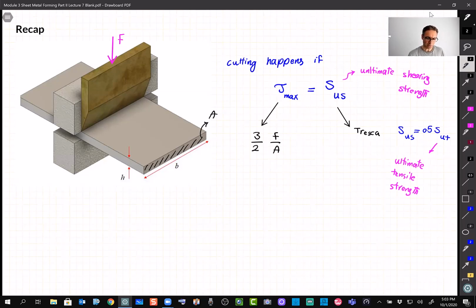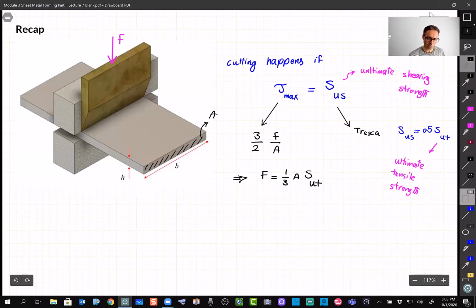So from here, we could calculate the force required to cut this plate, which gives us 1/3 the area multiplied by SUT. So that's one formula that we got, and we said that's an important formula.